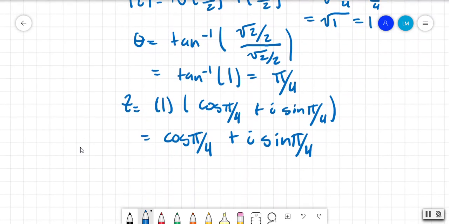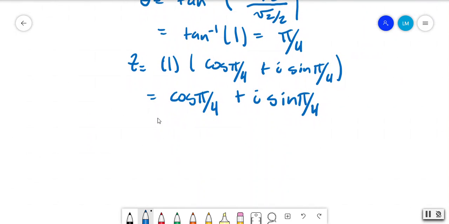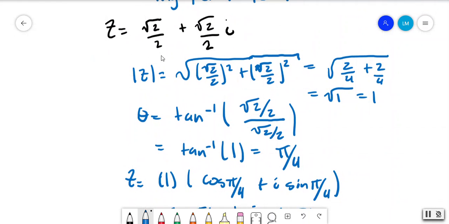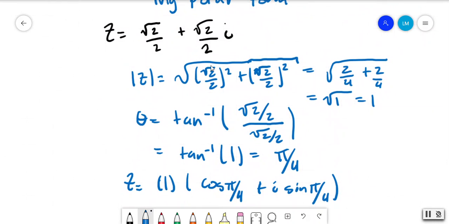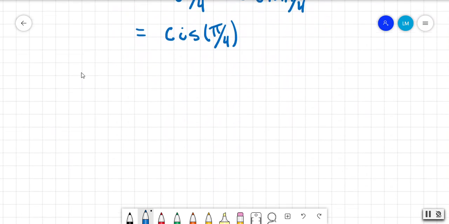Now, the textbook does tell you that you can rewrite this in the compact form cis of pi over 4, because the modulus is 1. So it's understood that this is the same as root 2 over 2 plus root 2 over 2 i. Now, this is the unit vector of, we're not really using vectors technically, but I can say this is just a scaled version of 1 plus i.